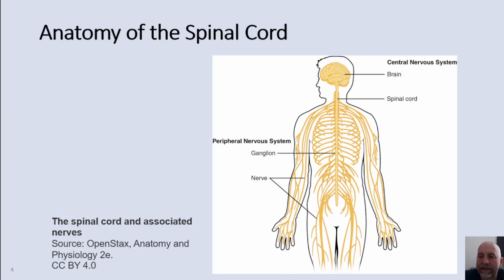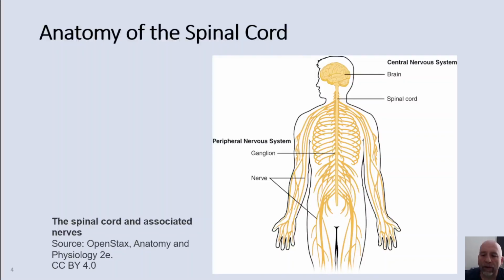This image illustrates the central and peripheral nervous system components. As we mentioned earlier, the central nervous system includes the brain and spinal cord, and the peripheral nervous system consists of 31 pairs of spinal nerves that conduct sensory information to the central nervous system and conduct motor impulses from the central nervous system to the body.